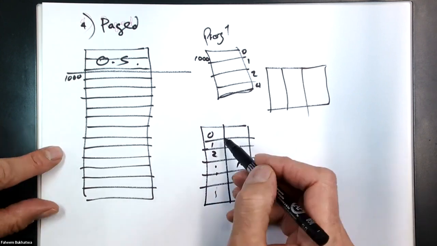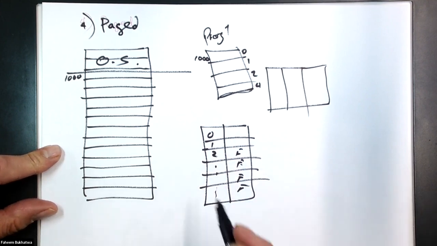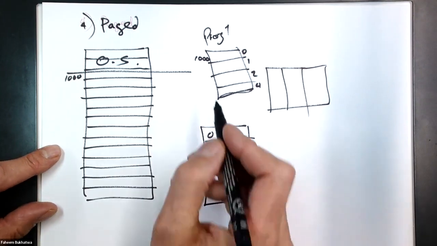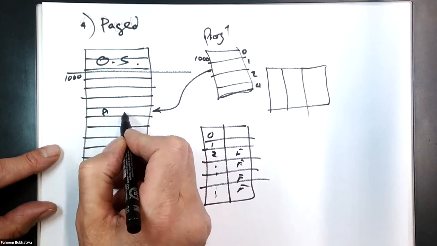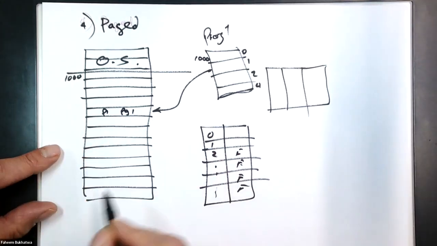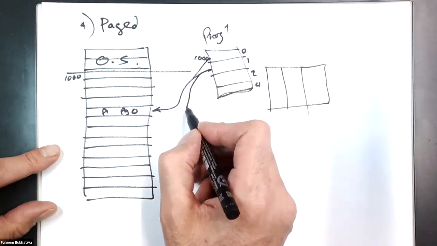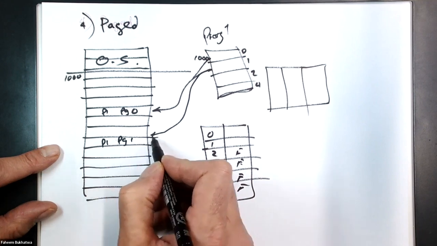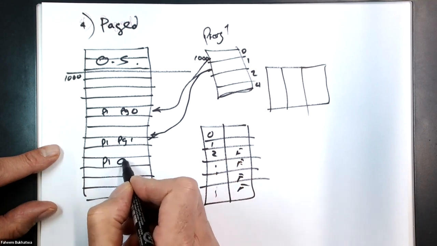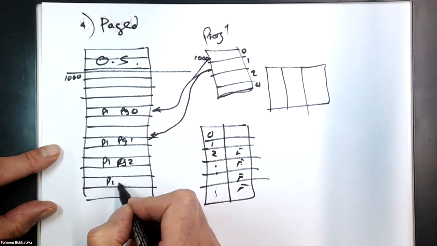And we go into the table here and we look for any free pages in memory. So which of these pages in memory is free? And let's, for argument's sake, we found this one is free, so we put program number 1, page 0 here. And page 1 is somewhere along there, program 1, page 1, and program 1, page 2, and program 1, page 3.